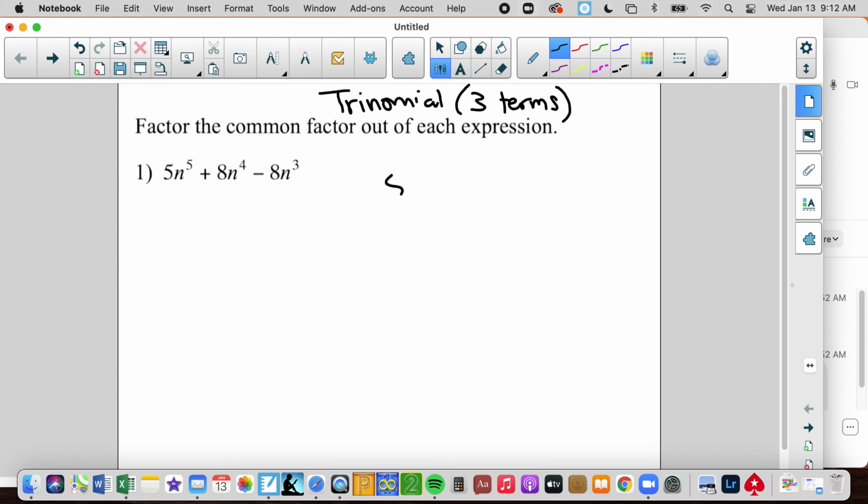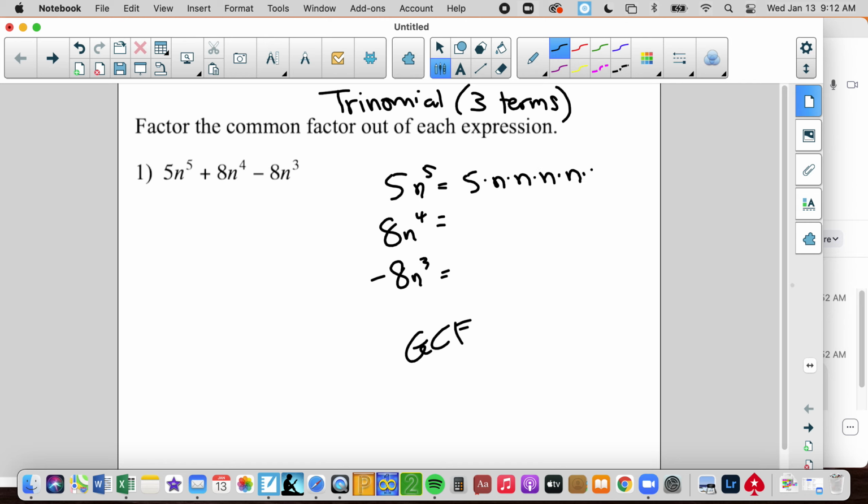But what you do to factor a binomial is the same thing you do to factor a trinomial. Take each term, 5n to the fifth, 8n to the fourth, negative 8n to the third, and do the prime factorization of it. We're looking for the greatest common factor. That's nice and easy. 5 is a prime number. And n to the fifth, we just break down into a multiplication: n times n times n times n times n. 8 becomes 2 times 2 times 2 times n times n times n times n. Negative 8, we need to remember to factor out that negative 1. 8 is 2 times 2, and then n to the third looks like this.